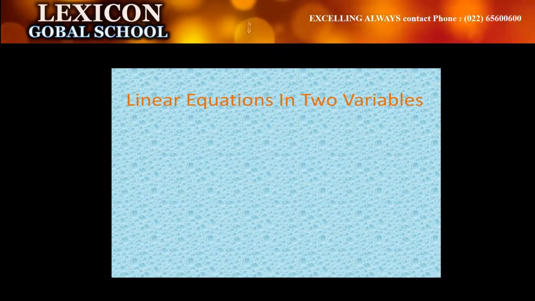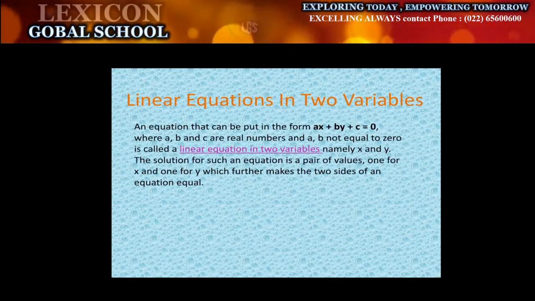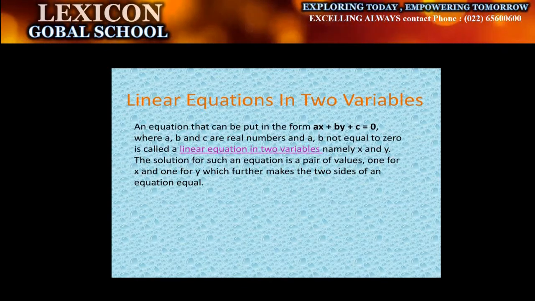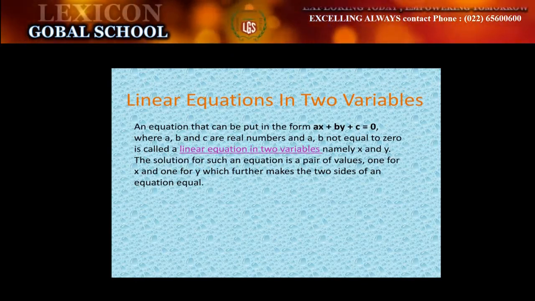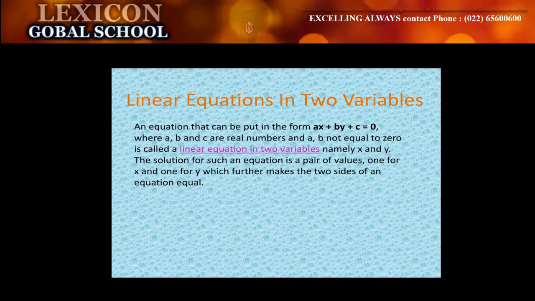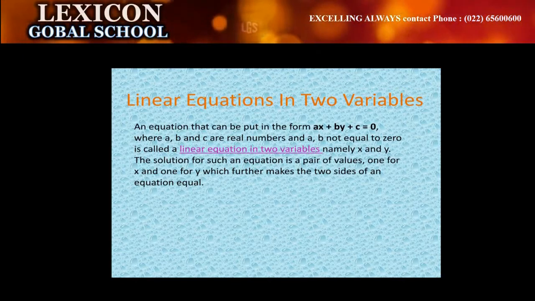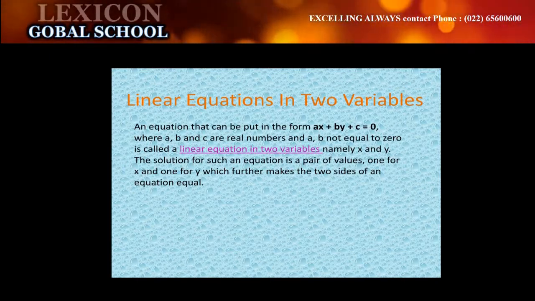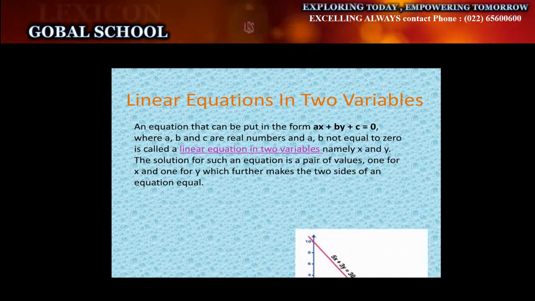Linear equation in two variables. Let us understand what it is. An equation that can be put in the form ax plus by plus c is equal to 0, where a, b and c are real numbers and ab not equal to 0 is called a linear equation in two variables, namely x and y. The solution for such an equation is a pair of values, one for x and one for y, which further makes the two sides of an equation equal.